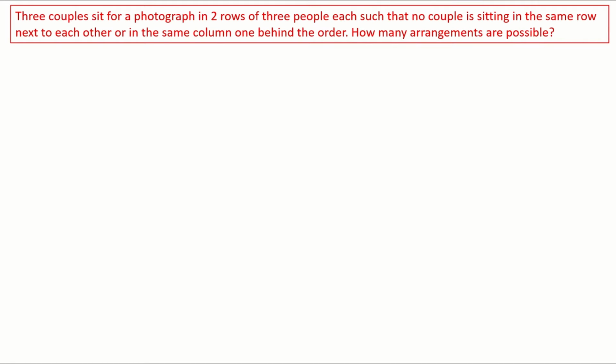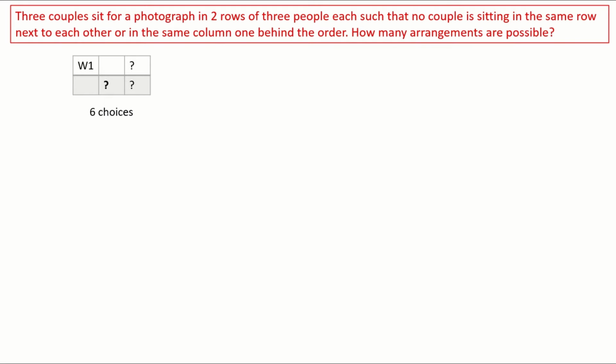3 couples sit in a photograph in 2 rows of 3 people each, such that no couple is sitting in the same row next to each other or in the same column, one behind the other. How many arrangements are possible? Let me explain the problem here. These are the 6 seats, and 3 couples are going to sit here, and the wife and husband should not sit either next to each other or front and back. So how many such arrangements are possible?